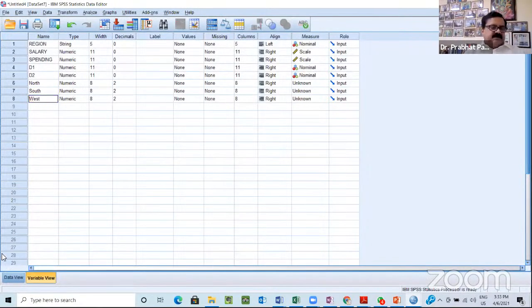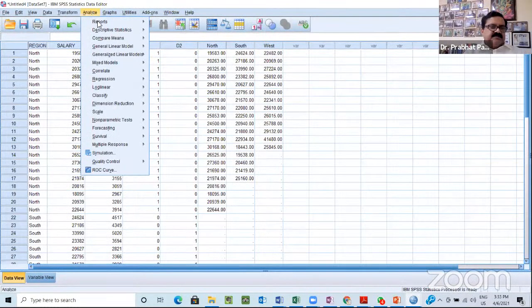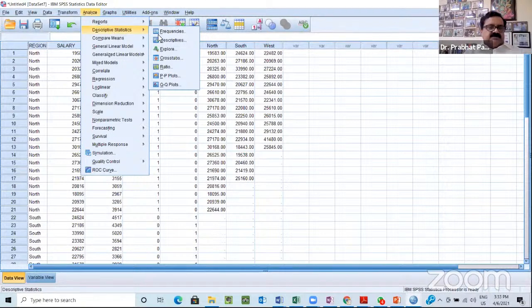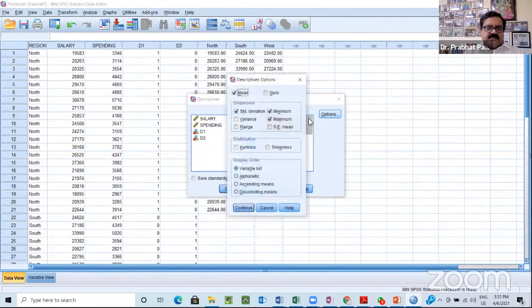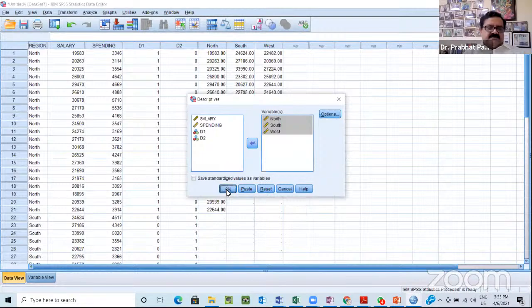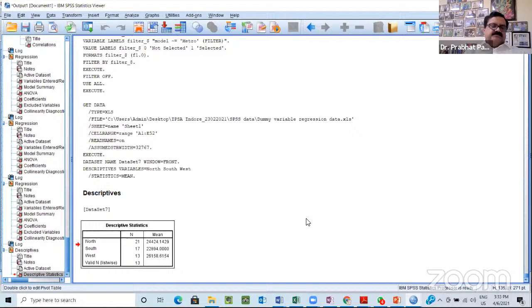Naming it west. Now I'll give you a simple calculation of the average. So we go to descriptive. I'm taking north, south, west. I don't want standard deviation, minimum, maximum. I just want mean. So okay. So this is the average value, average salary in the 3 regions, north, south, and west. This is exactly what has been reproduced here.